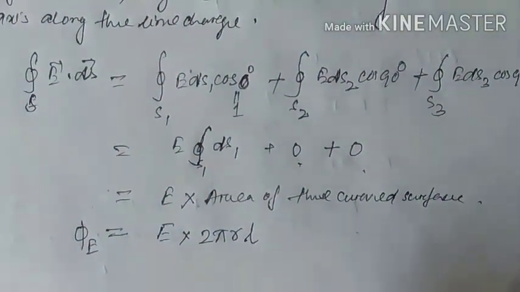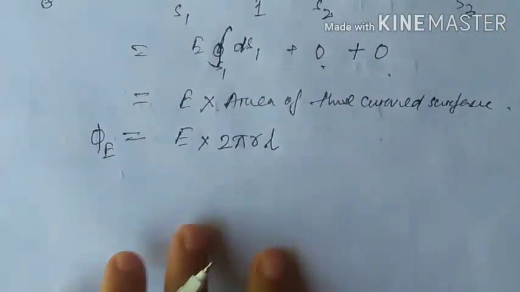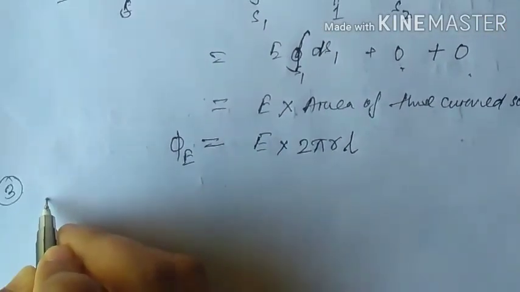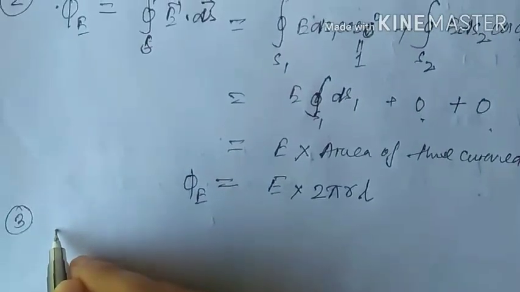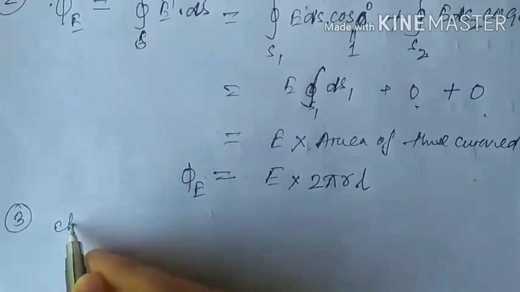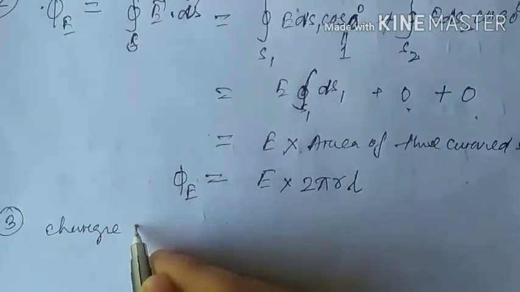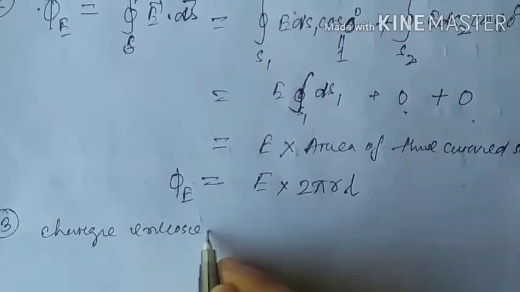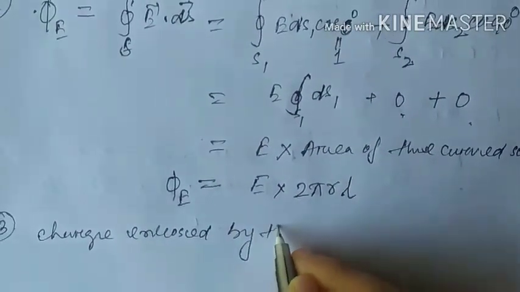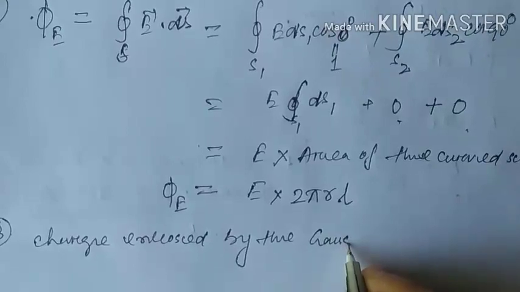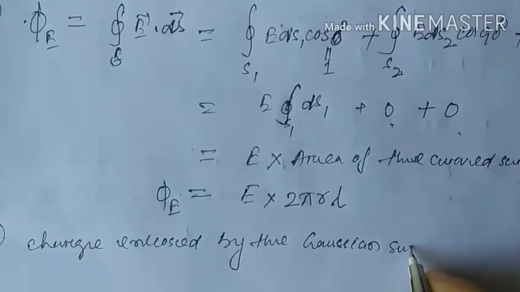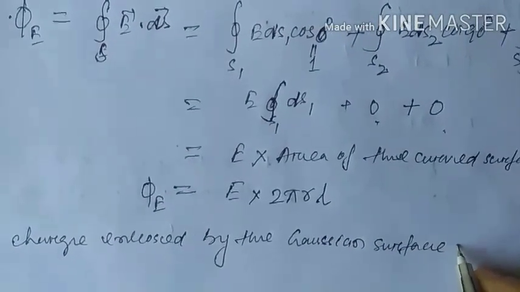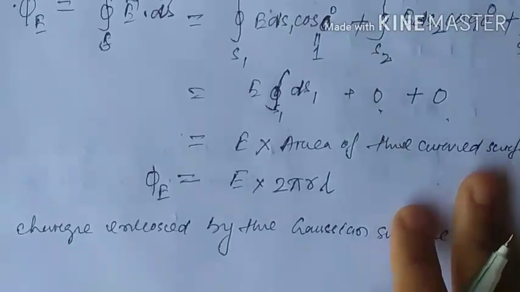Now third step is what? In third step we have to write the charge enclosed within the Gaussian surface. So we will see the charge enclosed by the Gaussian surface, Q, that is how much?